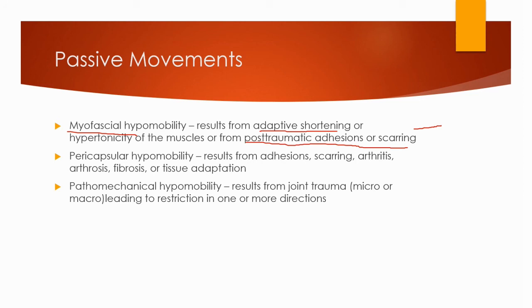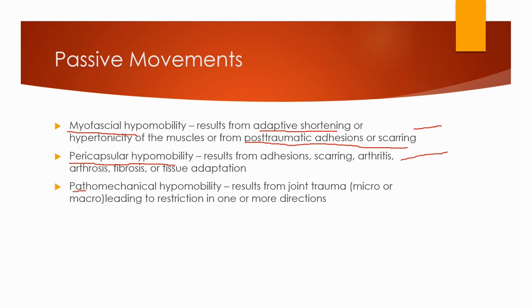Another type of hypomobility is known as pericapsular hypomobility. It results from adhesions, scarring, arthritis, arthrosis, fibrosis, or tissue adaptation. This is commonly seen in frozen shoulder syndrome.